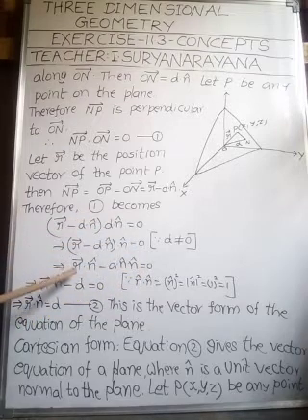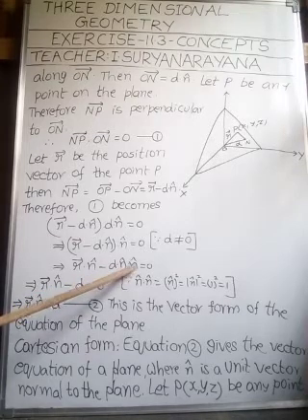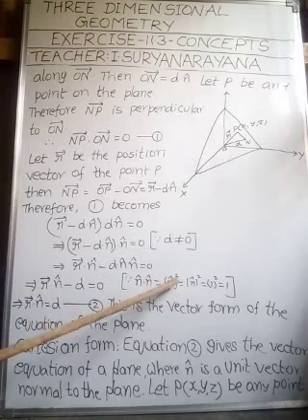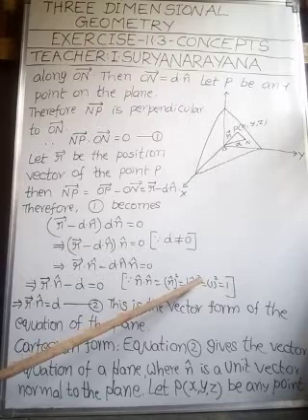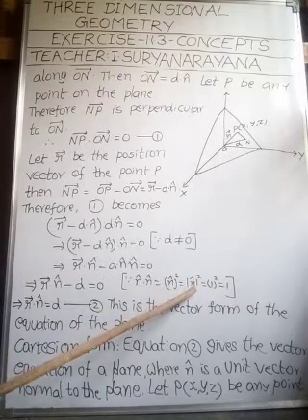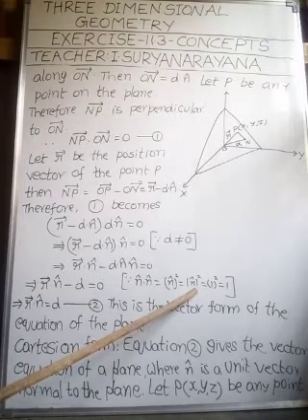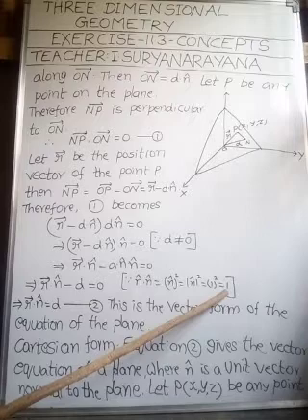Right. This implies R bar dot N cap, we write this first term as it is, minus D into N cap dot N cap. N cap dot N cap is nothing but N cap whole square, that is equal to modulus of N cap whole square. That's all, my children. N cap is nothing but a unit vector, so the length of this unit vector is 1. So 1 whole square is equal to 1. Understood this point, my children?